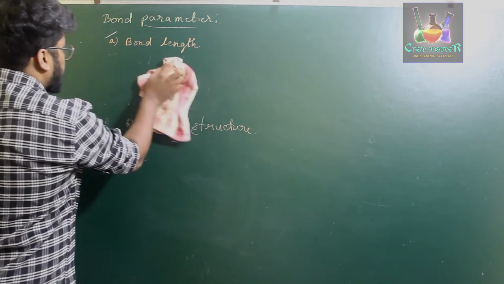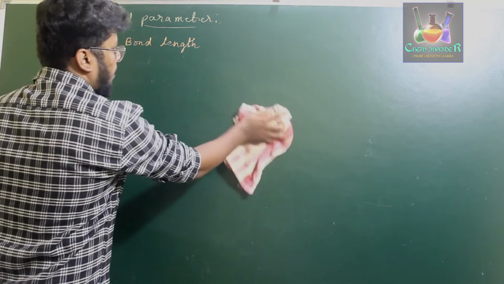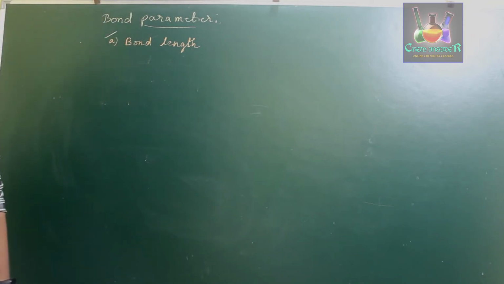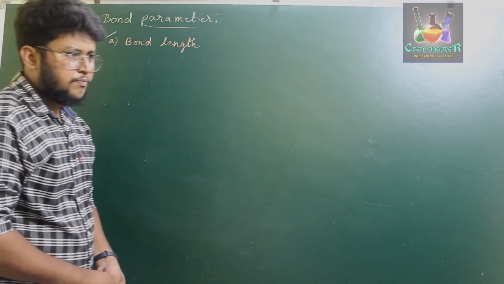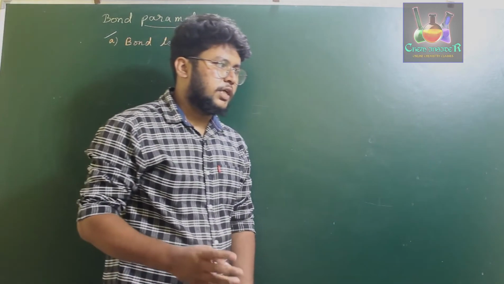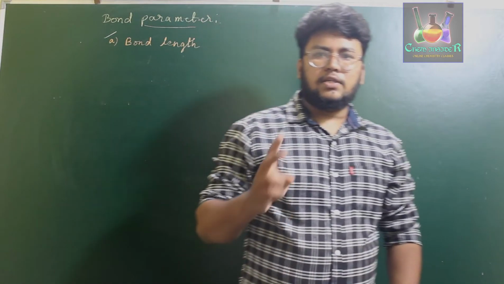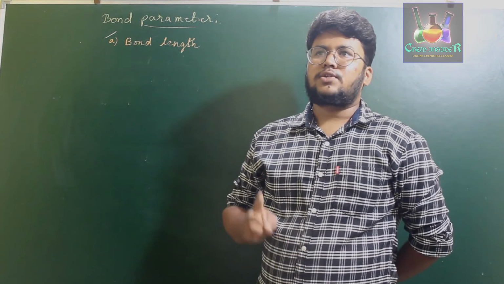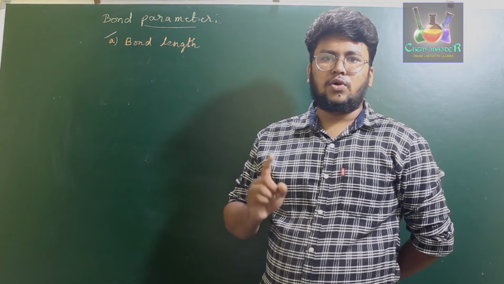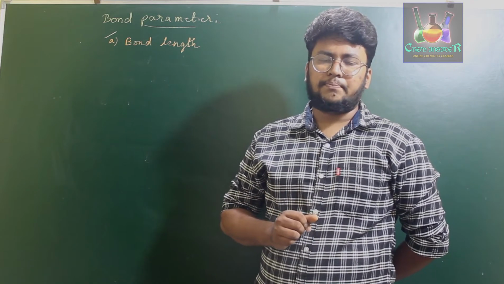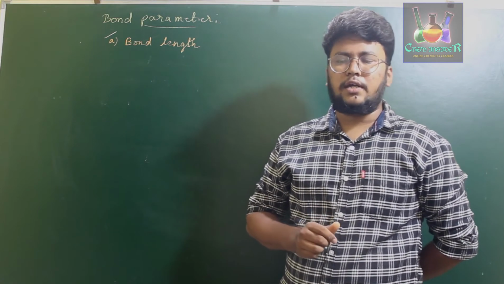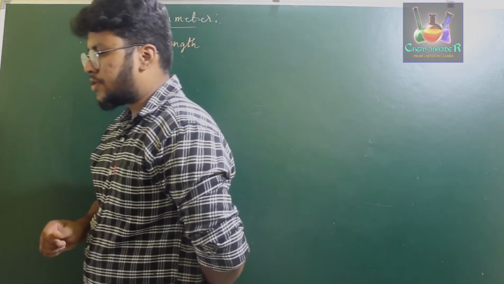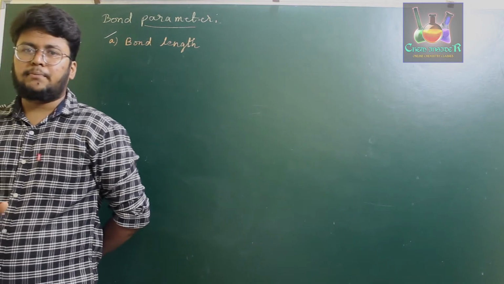As we have understood in the previous classes of chapter 3, we know atomic radii, right? Atomic radii and ionic radii. Atomic radii come in 2 types, covalent radii and metallic radii, whereas in case of ionic radii, we come across van der Waals radius. Now first of all, what do you mean by bond length?